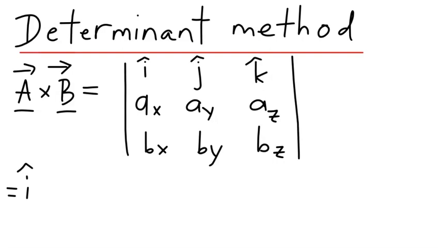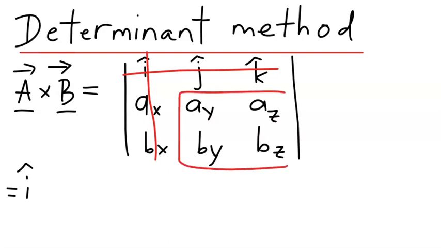So let's go ahead and obtain the x component of this cross product. To get the x component, you cross out the i hat in two mutually perpendicular directions. That will leave you with 4 numbers, ay, az, by, and bz. And you can treat this as a 2 by 2 determinant, and you calculate like you would calculate a 2 by 2 determinant. That is ay times bz minus by times az.